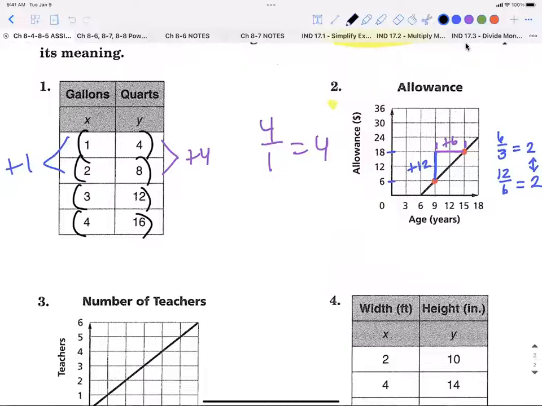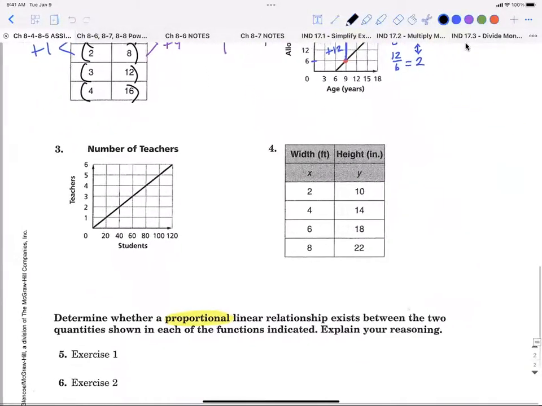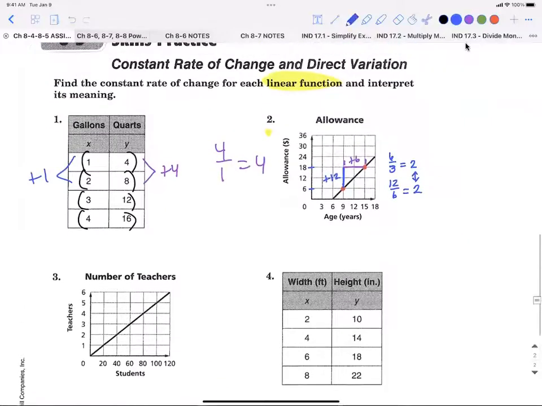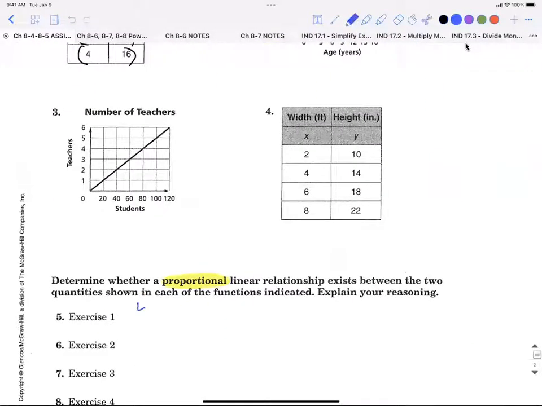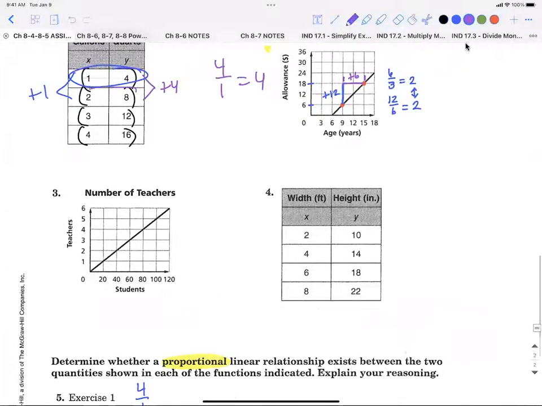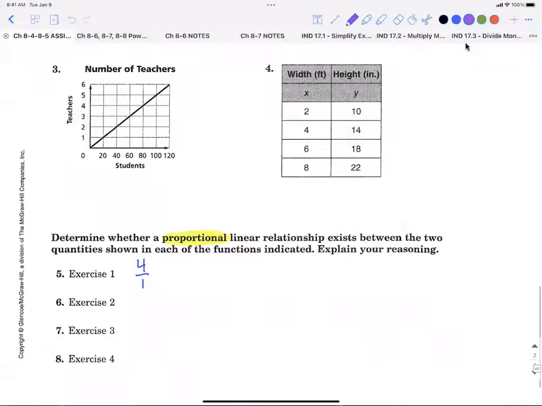I'm going to take each one of these points and write it as a fraction with the Y on top. So the first point right here is the point (1, 4), and I'm going to write it with the Y on top. So 4 over 1. Then my next point in the group is this point right here. I'm going to write it 8 over 2 because I want my Y on top.